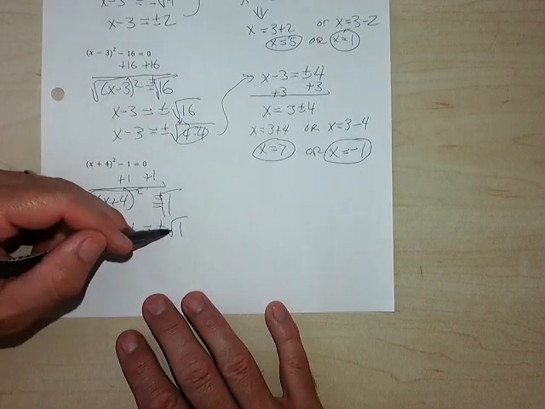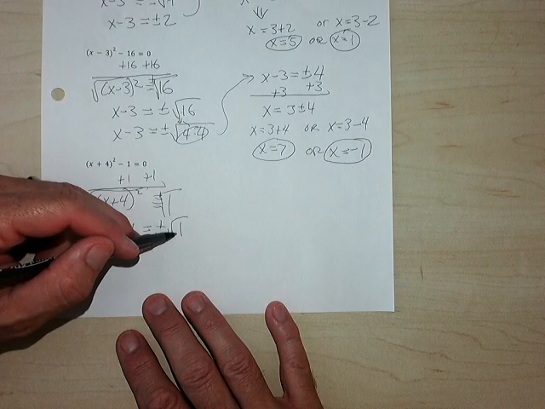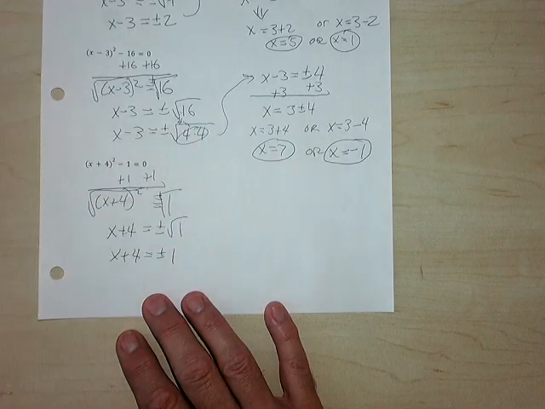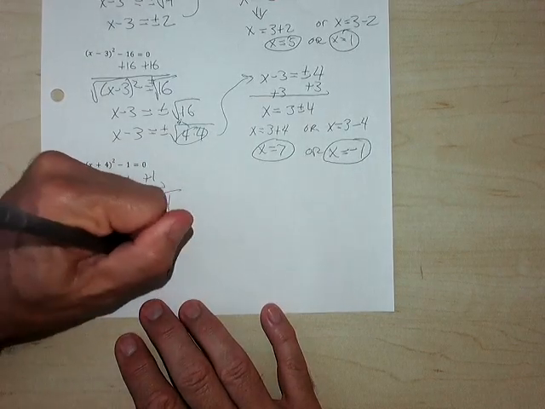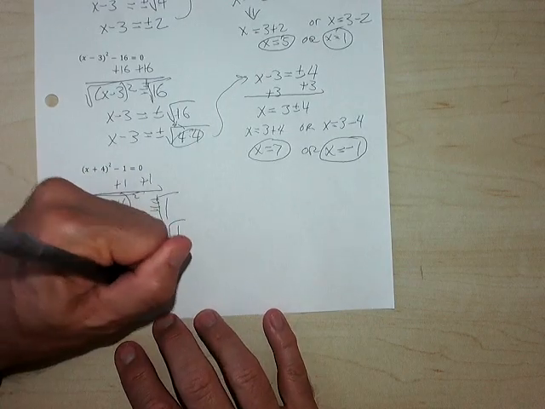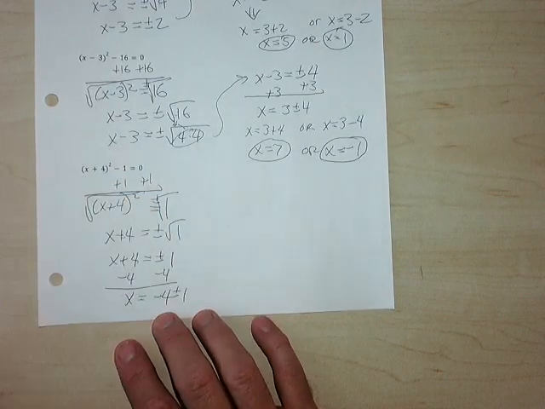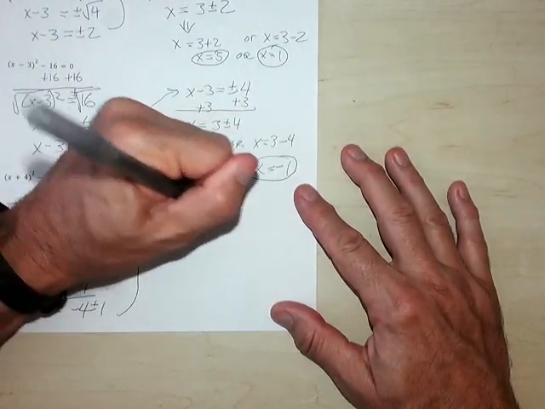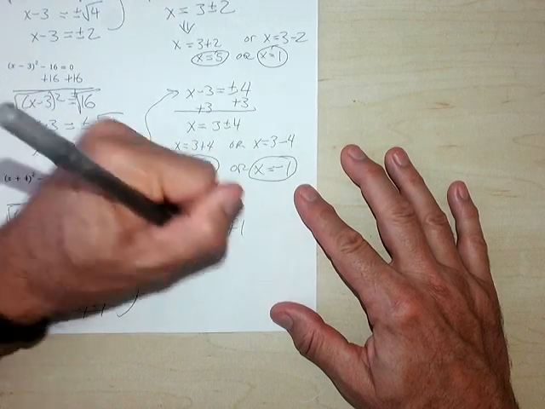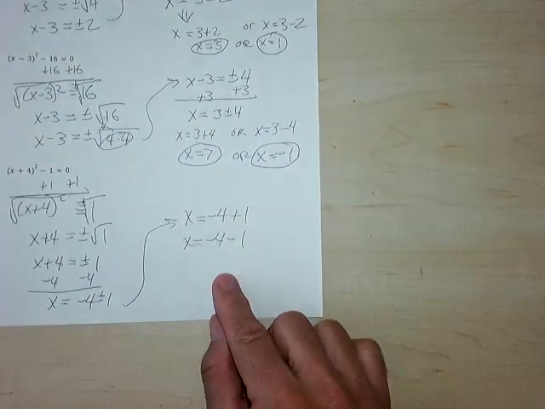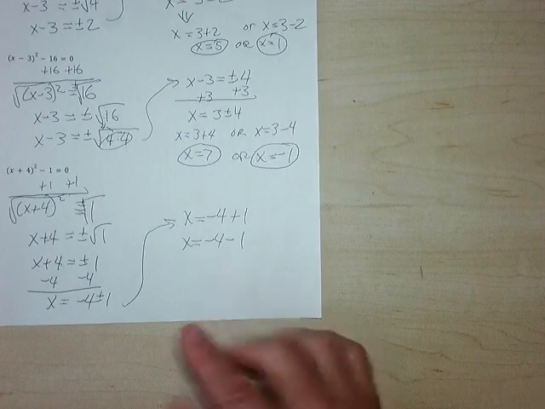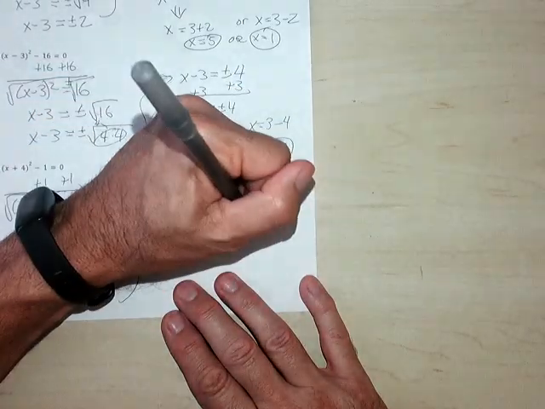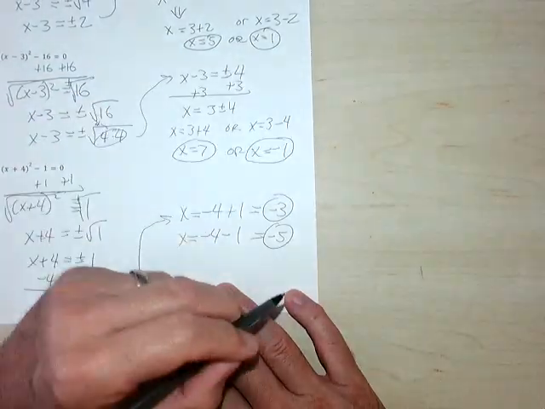Oh, nice. The square root of 1 is 1 because 1 times 1 would be my pair. So this becomes x plus 4 equals plus or minus 1. Subtract 4 from both sides and you get x equals negative 4 plus or minus 1. Look for my two solutions. My two solutions are going to be x equals negative 4 plus 1 or x equals negative 4 minus 1. Two solutions. Okay, so x is going to equal negative 3 or x is going to equal negative 5. Those are my two answers.